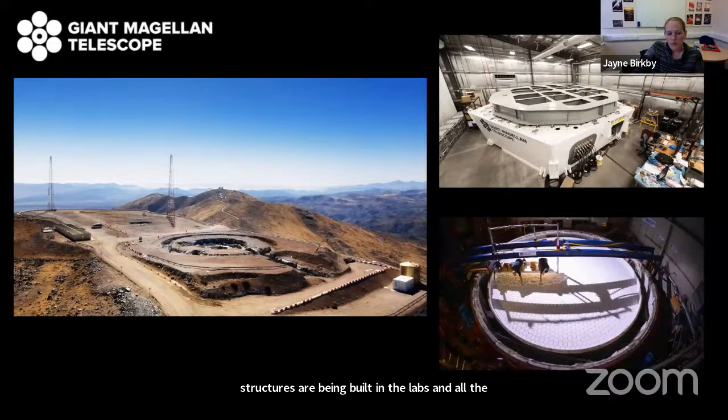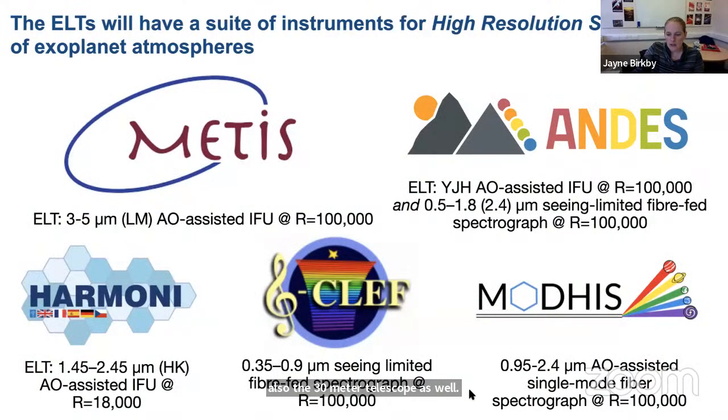And development is happening all the time on the instruments, not just for the ELT and GMT, but also the 30-meter telescope as well. So we have a very exciting future ahead of us. So this is just to give you a selection of the high-resolution spectrographs that are scheduled for either proposed or actually being built for these 3 extremely large telescopes.